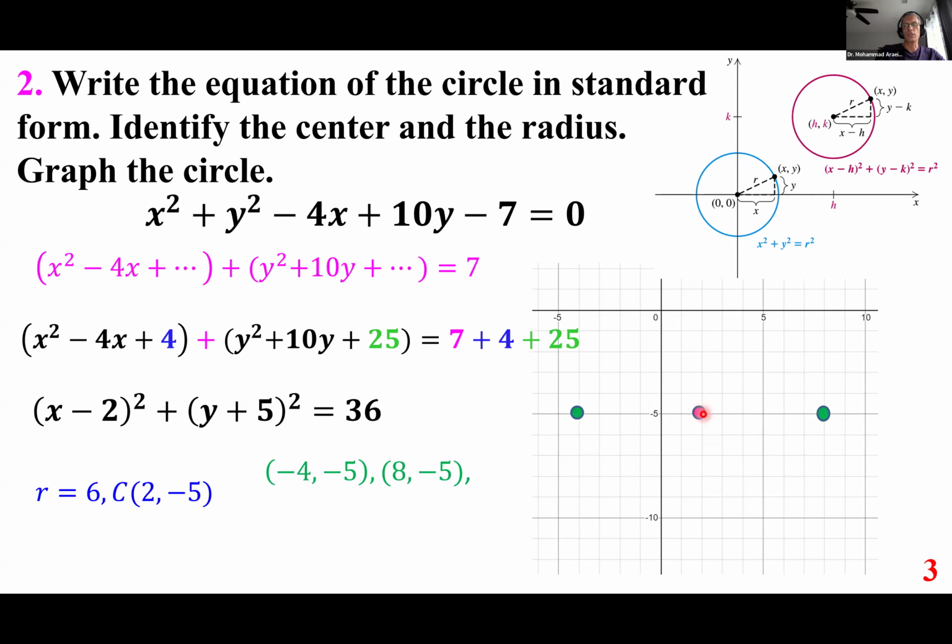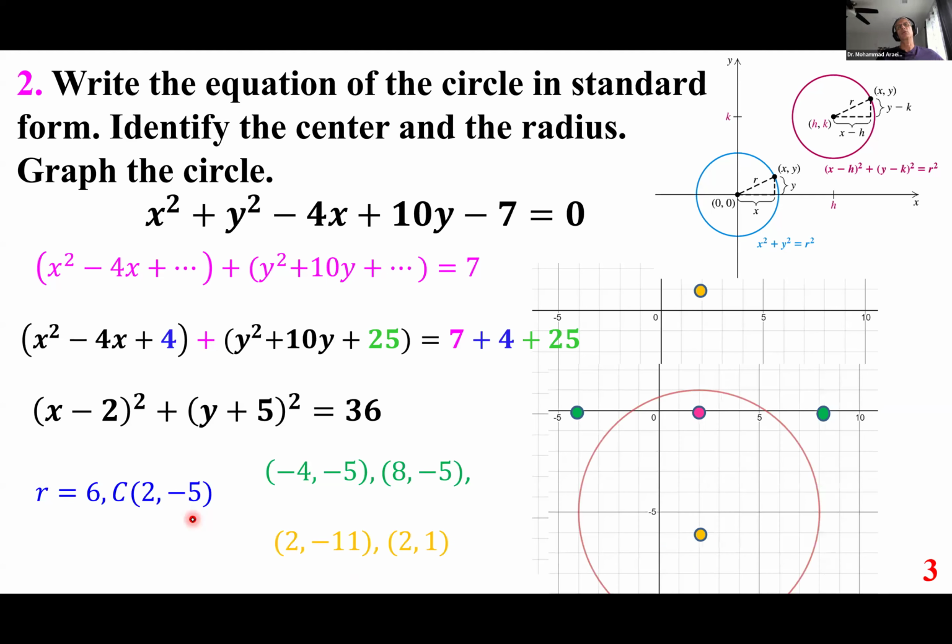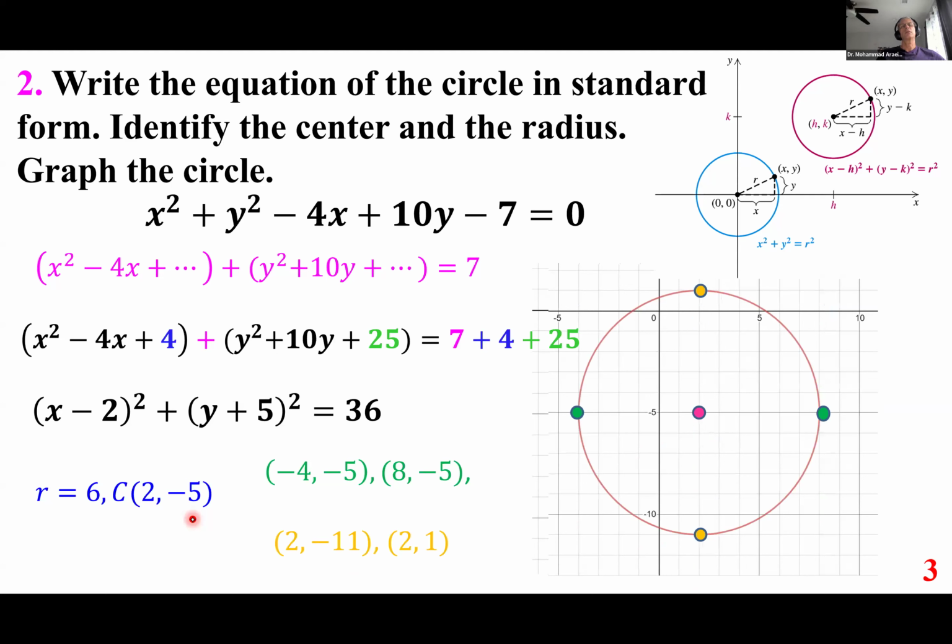Now go back to the center, up and down by r units. So if I want to go up, negative 5 takes me up by 6, gives me 1. Okay, so that would be 2, 1. If I want to go down, minus 5, minus 6, minus 11. So 2, minus 11. And those are the 2 points. Put them all together. And there you have it. And that's the graph.